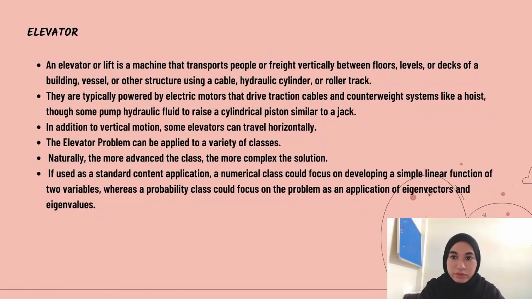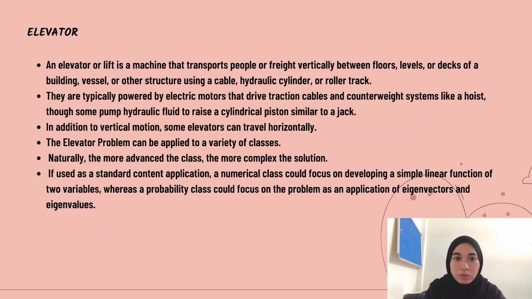Fourth is elevator. An elevator or lift is a machine that transports people vertically between floor, level or deck of a building, vessel or other structure using a cable, hydraulic cylinder and roller track. They are typically powered by electric motor that drive traction cable and counterweight system like a hose through some pump hydraulic fluid to raise a cylinder piston similar to a jack. In addition, a vertical motion, some elevator can travel horizontal.